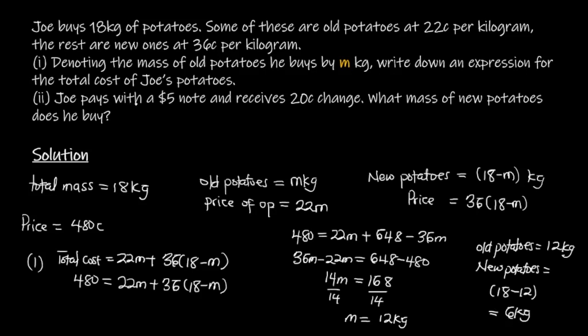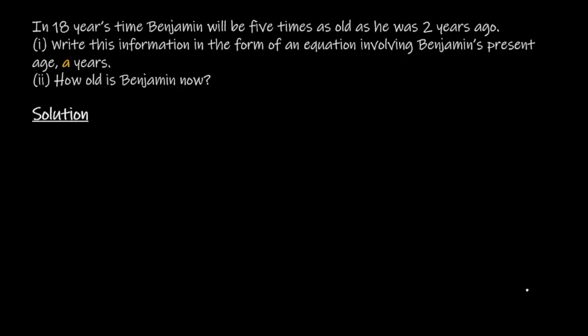Now let's look at II. Joe pays with $5 note and receives 20 cents. What mass of the new potatoes does he buy? Okay, so we can already see that after calculating for our mass of old potatoes and we subtract that from the total mass that we have, which is 18, we've obtained the mass of the new potato, that is equal to what? 6 kilograms. So this becomes our II. So the total mass of the new potatoes that he bought is 6 kilograms. All right, let's proceed to look at one more example.